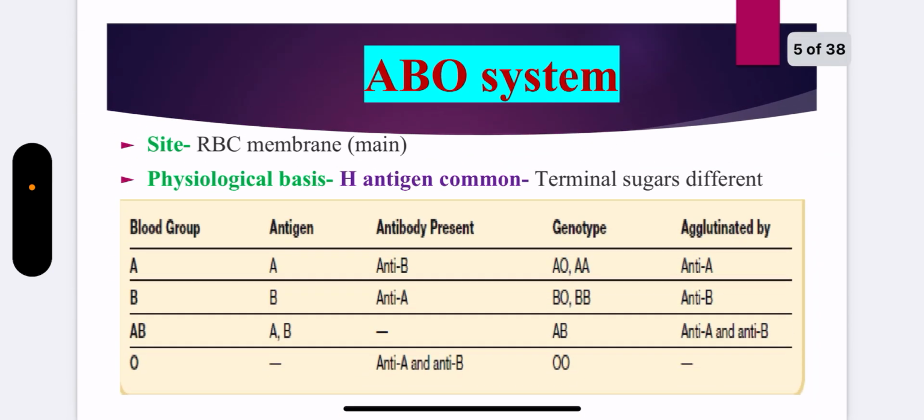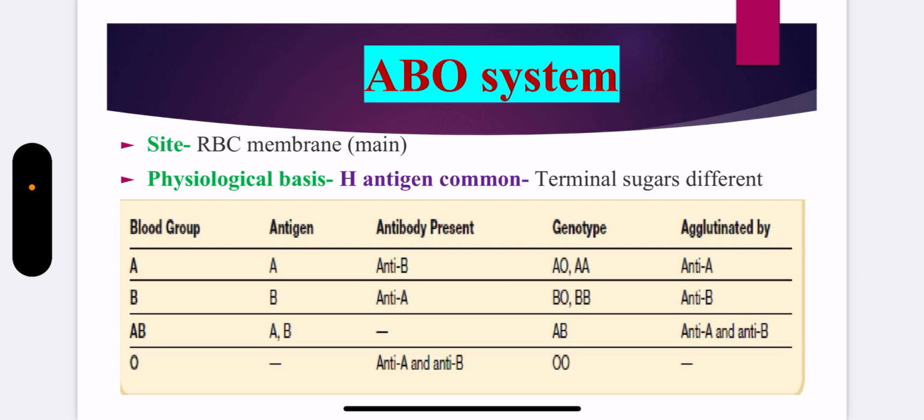Now about the ABO system, antigens here are located at the RBC membrane. You can see in this table, if the person is having A blood group, there will be presence of A antigen and anti-B antibody will be there in the plasma. That is in accordance with Landsteiner's law, and it will be agglutinated by anti-A antisera. Similarly, for B blood group, antigen B will be there and it will be agglutinated by anti-B, and anti-A will be present in the plasma.